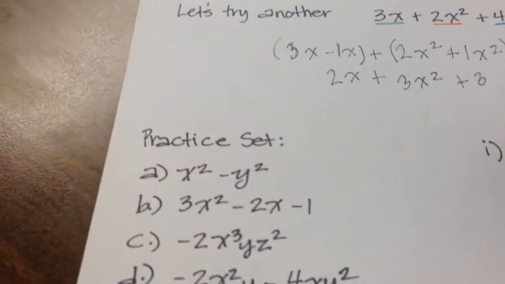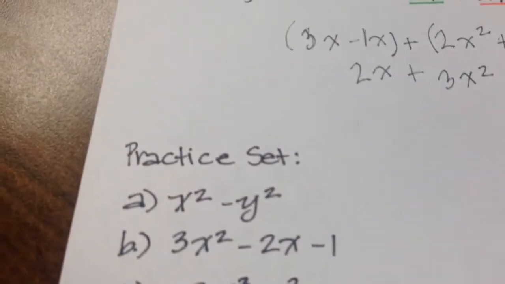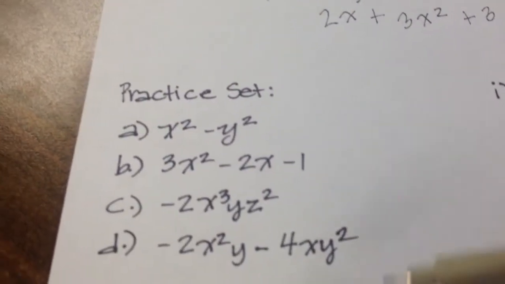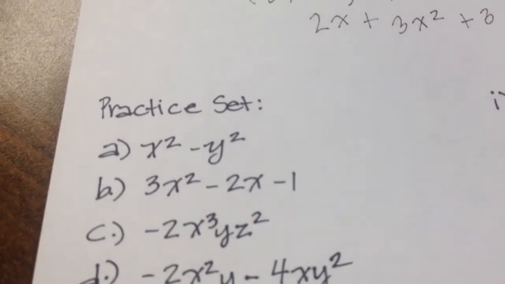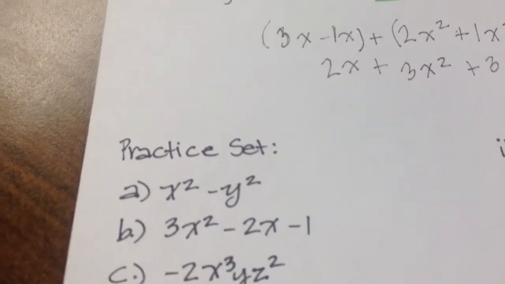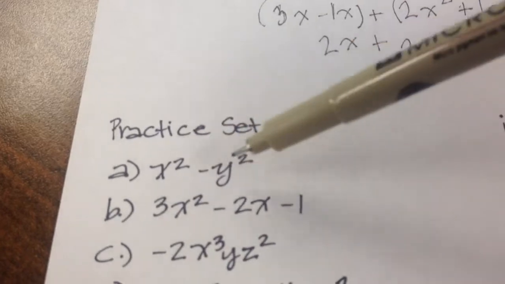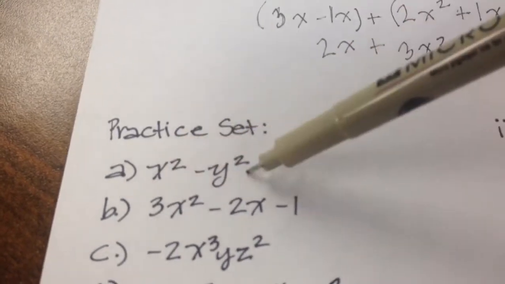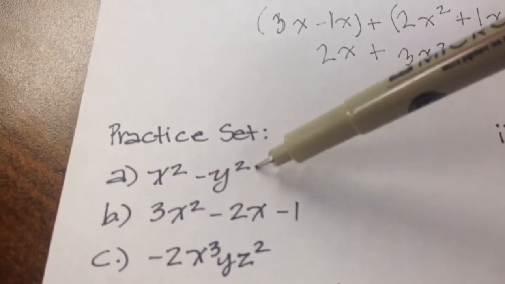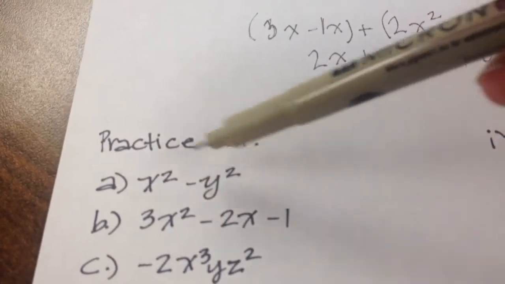All right, now your practice set. It wants to know, can you name what kind of polynomial this would be? Here I have an x squared and a y squared. I have how many? 1, 2. So this is binomial, right? Because I have 2 different terms.